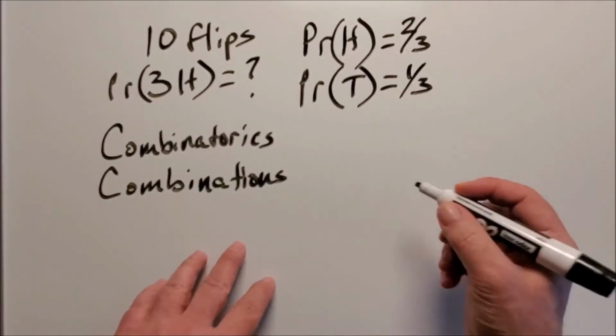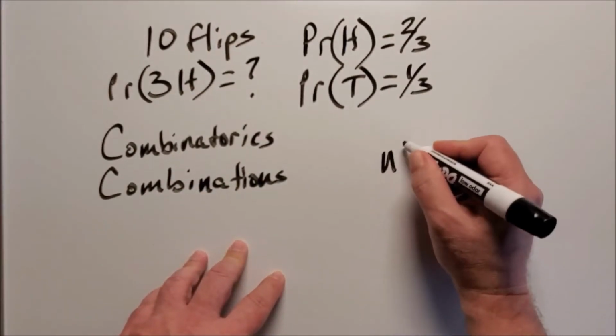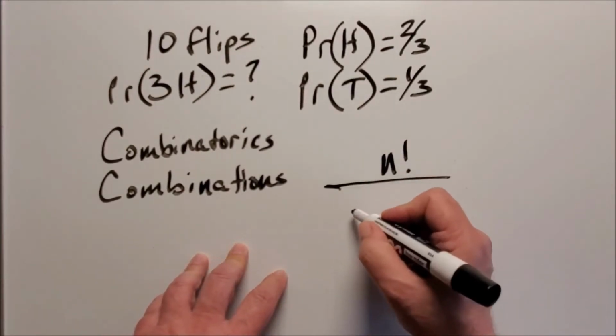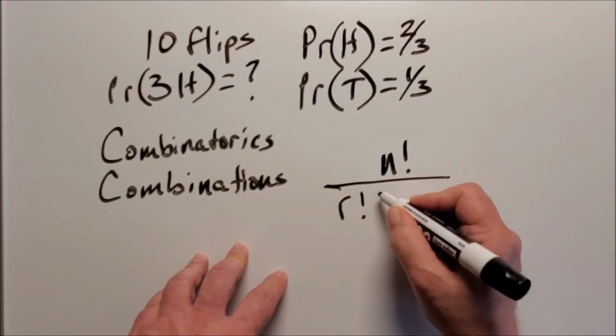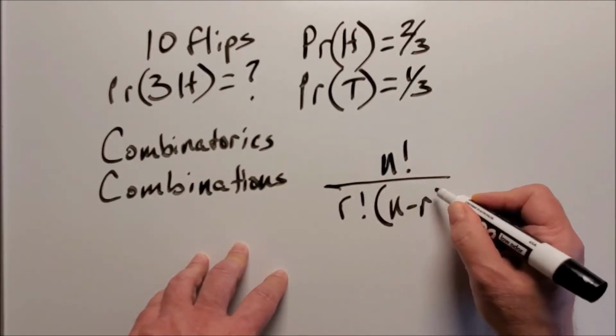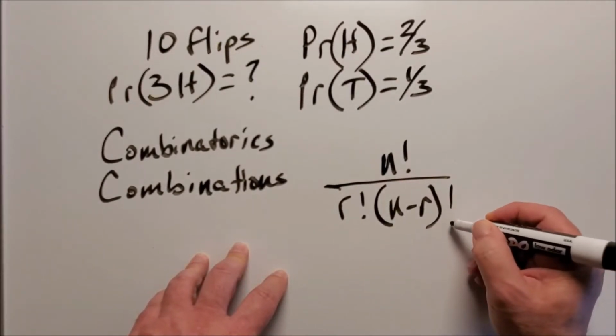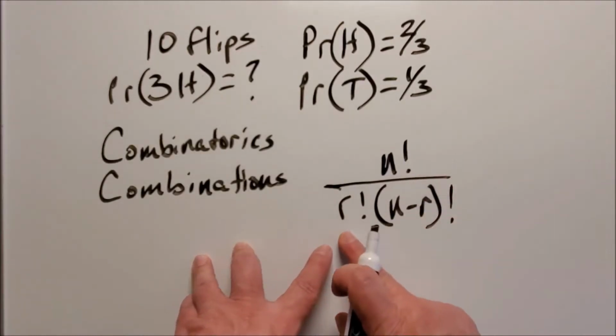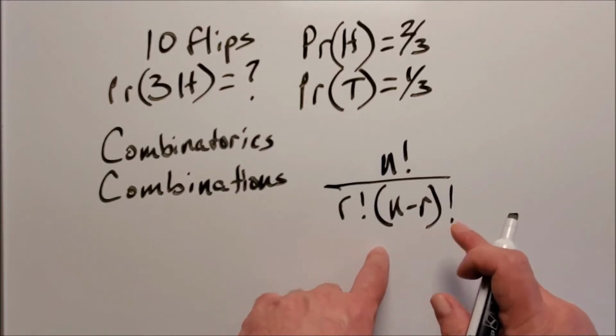It is n exclamation point. Okay, so n exclamation point over r exclamation point, n minus r exclamation point.